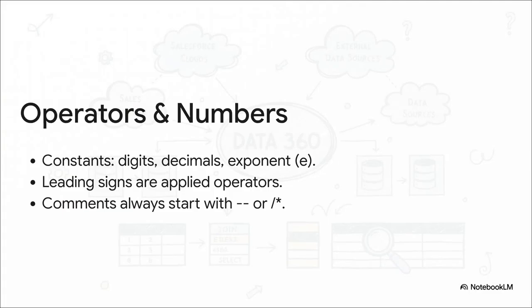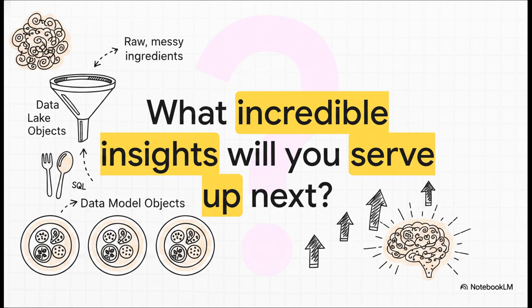Just to quickly wrap up our syntax rules, let's look at operators and numbers. For numeric constants, your standard digits, decimals, and exponent markers like the letter E are all perfectly valid. Keep in mind, though, that any leading plus or minus sign is actually considered an operator applied to the constant. It's not part of the constant itself. You also have a really wide array of standard operator characters available, like plus, minus, or equals. And finally, when you want to leave a note in your code, comments simply start with double dashes or a /*.